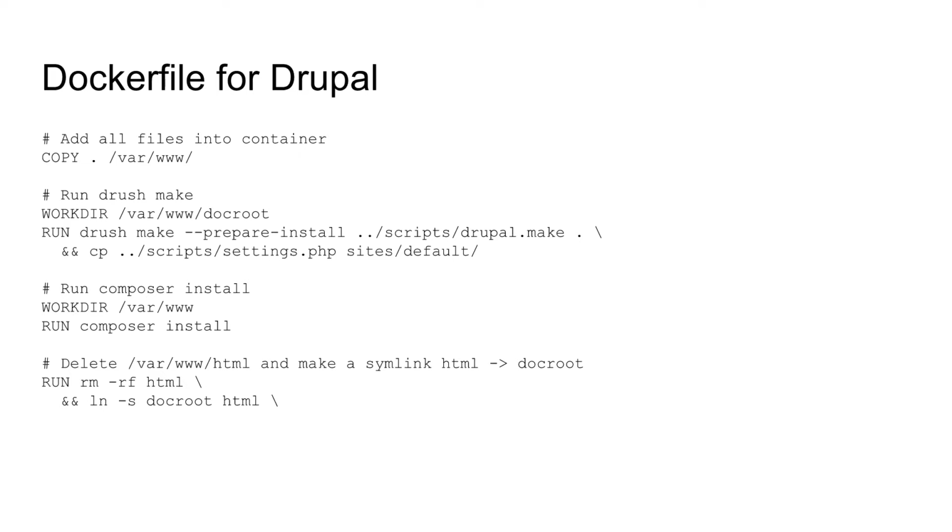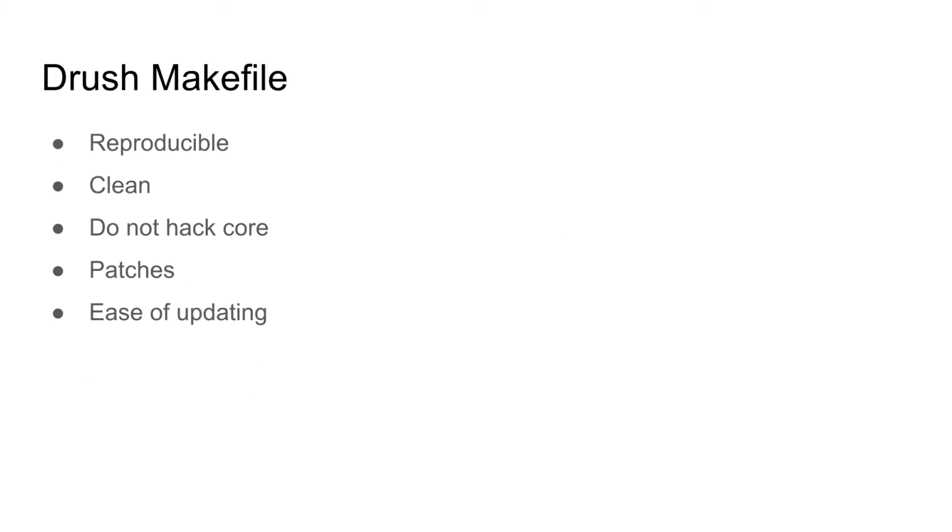The last step is that the base image expects our doc root to be at /var/www/html. But since our project uses docroot, I'm just creating a symbolic link pointing html to docroot. So, what is a drush makefile?